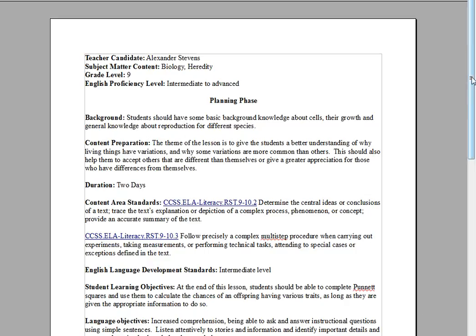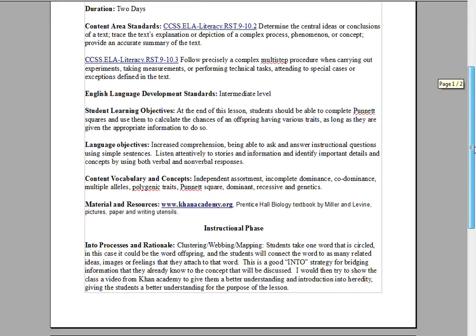So the first thing I would have the students do would be an activity called clustering, webbing, and mapping. This is a really good activity for bridging the students' information from their previous knowledge of what they do know and connecting it to the topic at hand. What we could do is put the word on the board and circle it and have them make a little web by connecting words that they know.